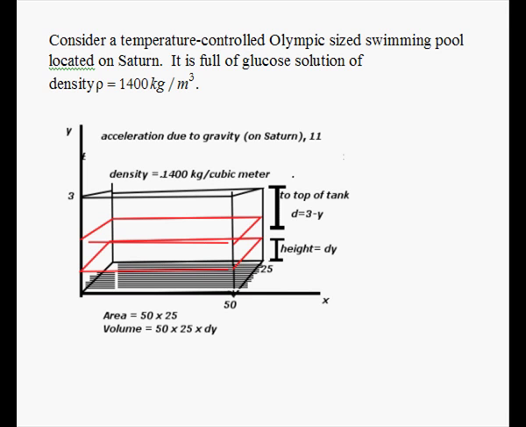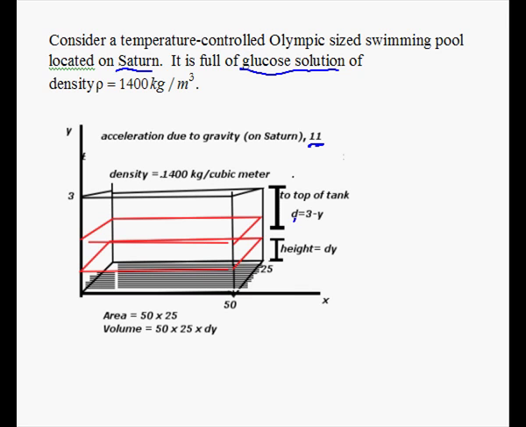So here's an example. Say you have a temperature-controlled, Olympic-sized swimming pool located on Saturn. It's full of glucose. Maybe you need to feed astronauts or something. The density of this glucose is 1,400 kilograms per cubic meter. Here's the acceleration due to gravity on Saturn. We need that. So here is the tank divided up into these little slabs.